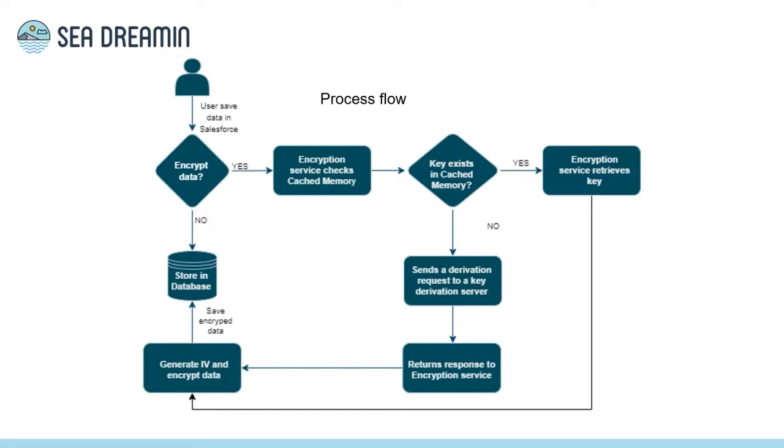initialization vector and encrypts the data. Once the data is encrypted, it is called the ciphertext. The ciphertext is what is stored in the database, or the file storage if you are encrypting files. So this is how the encryption works behind the scenes.